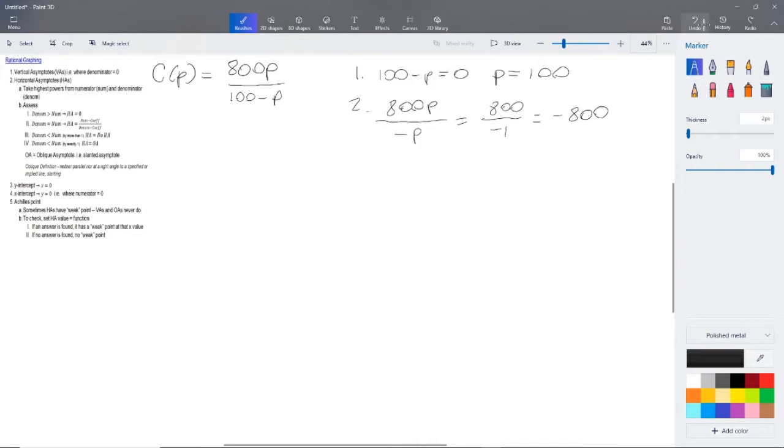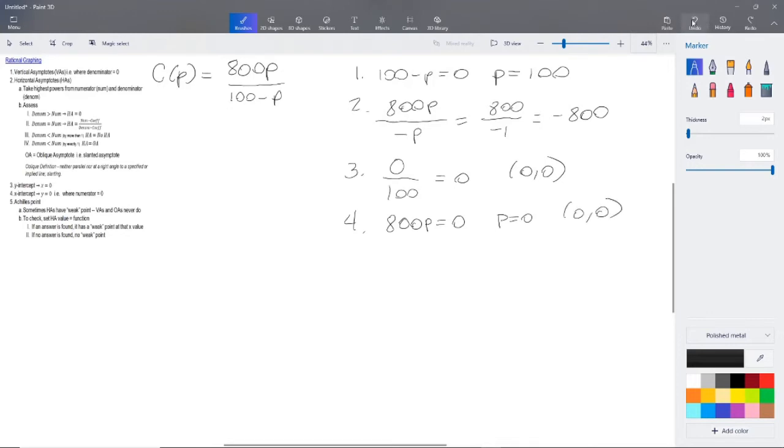Step number 3 is the y-intercept. To find the y-intercept, we normally let x equal 0. We don't have x in this problem. We have p in this problem. So we'll let p equal 0. The numerator is going to be 800 times 0, or 0. Our denominator ends up being just 100. And 0 divided by 100 is 0, meaning that our y-intercept, and at least one of our x-intercepts potentially, is 0, 0. Step number 4 is the x-intercept. It says set the numerator equal to 0, so 800p equals 0, which means yes, that is the only intercept we have for x as well, 0, 0.